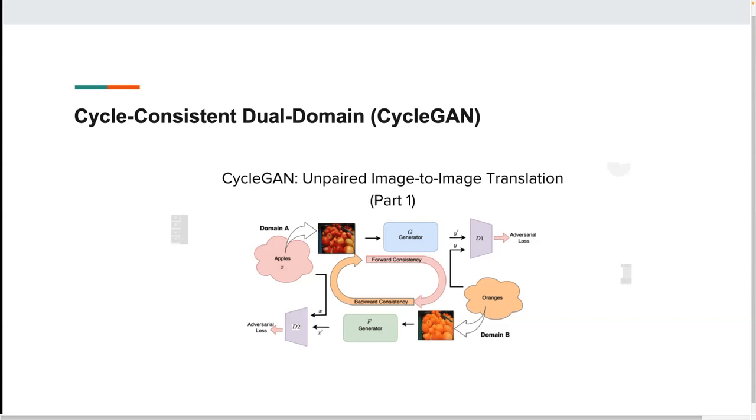The explanation of the cycle-consistent dual domain: CycleGAN is basically a model consisting of two generators and two discriminators, with each generator and discriminator being trained in a separate domain of images. The generator learns to transform the image from one domain to another domain, while the discriminator determines whether the generated images are real or fake. This kind of work has been done many times, and they use it in this paper.